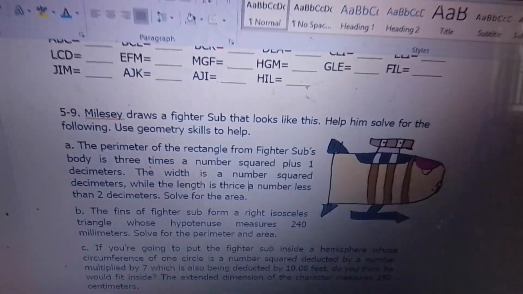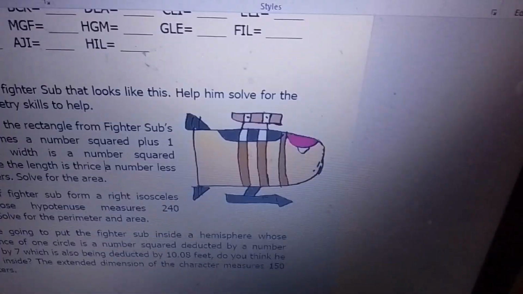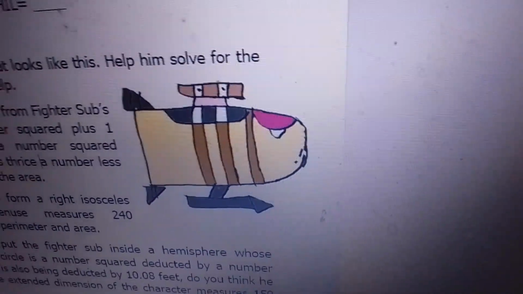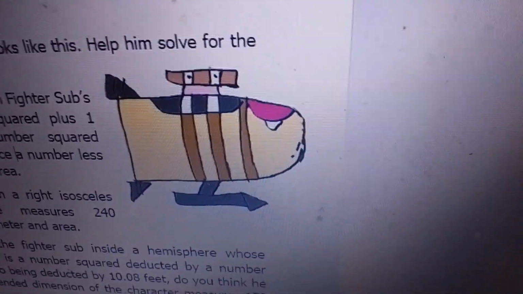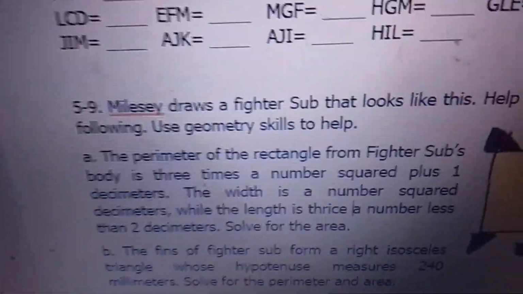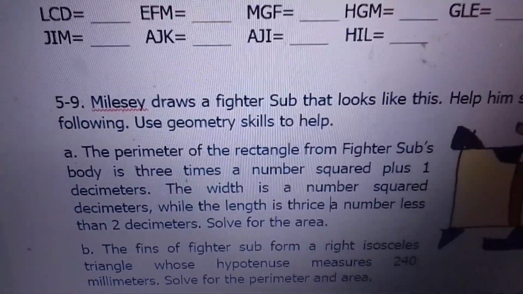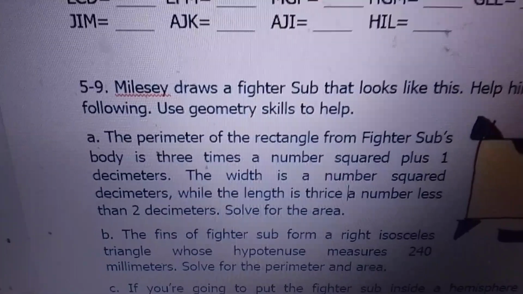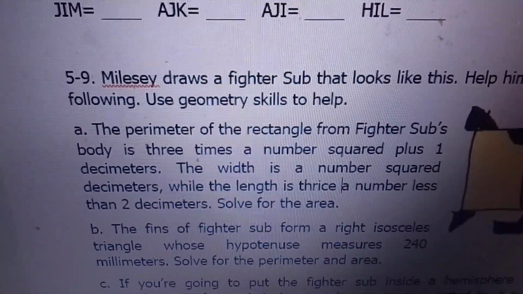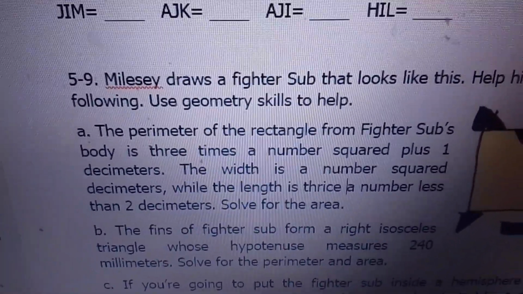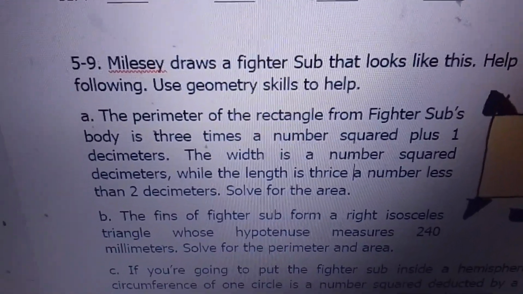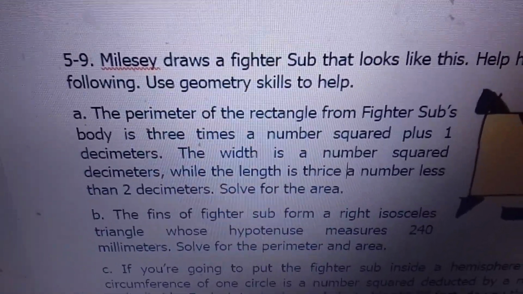Help him solve for the following. Use geometry skills to help. So yan, based on the drawing, don't look at the drawing, but just follow the instructions, alright? Like letter A, the perimeter of the rectangle from the fighter sub's body is 3x squared plus 1 decimeters. The width is x squared decimeters, while the length is thrice a number less than 2 decimeters.